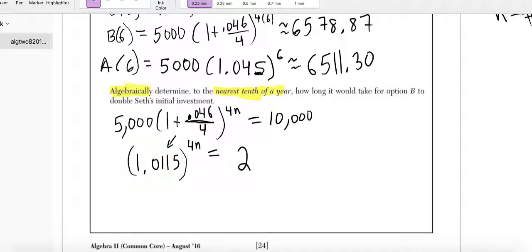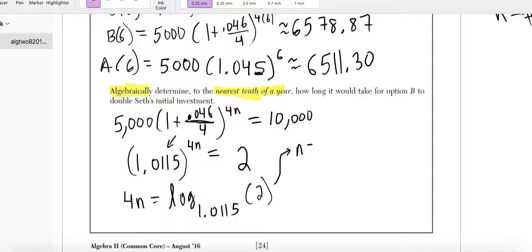Now, I like to use the log with the same base. So the exponent 4n is equal to log base 1.0115 of the value 2. I like to simplify it because otherwise I would have had to write the whole thing, 1 plus and so on. Then I divide both sides by 4. I don't like to round until the end. So n is equal to log base 1.0115 of 2, all divided by 4. And then I'm going to round to the nearest tenth of a year and I'll have my answer.